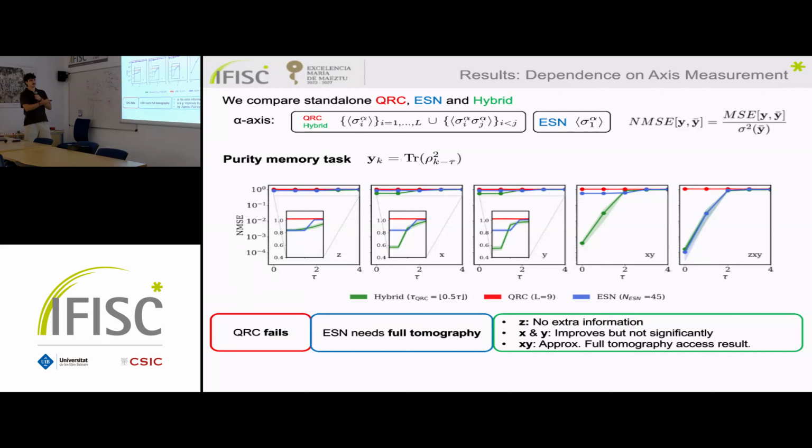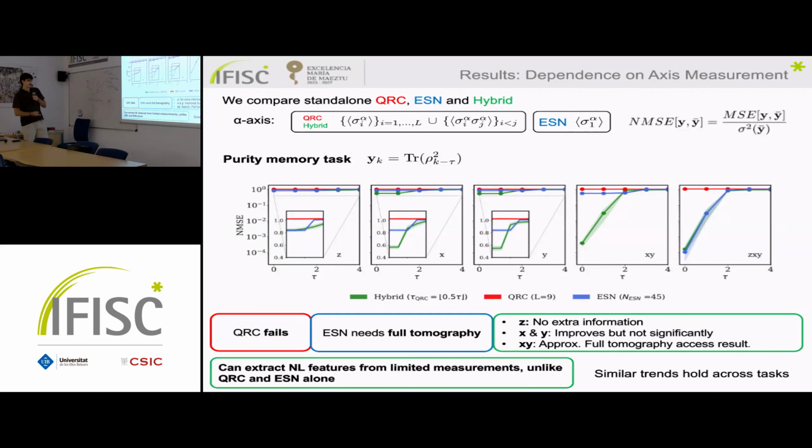But if we join the measurements of X and Y, so we're measuring in two directions, this information complements and we can get a performance which is equivalent to the case if we have all the information. So as a takeaway message, we see that we can extract nonlinear features from limited measurements, unlike its components alone. And these trends hold similarly across the different tasks.